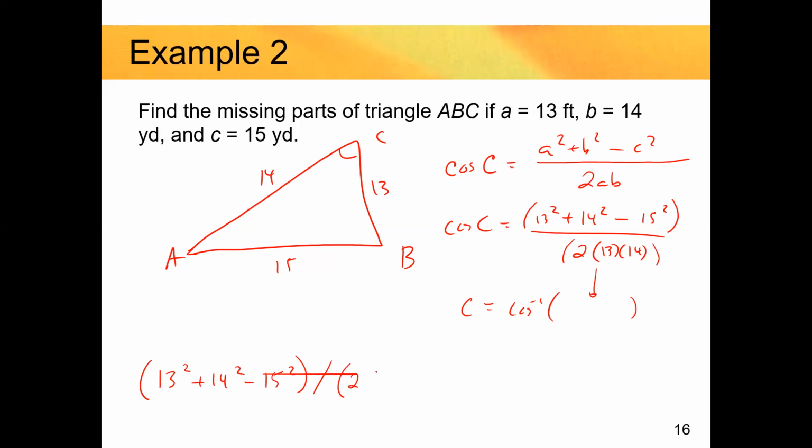It's going to be 2. Ooh, that's fun. That's the first time that happened. Times 13 times 14. Boom. And what do you get approximately? I got 0.384. Remember, this number should be between -1 and +1, right? Or else we did something wrong.